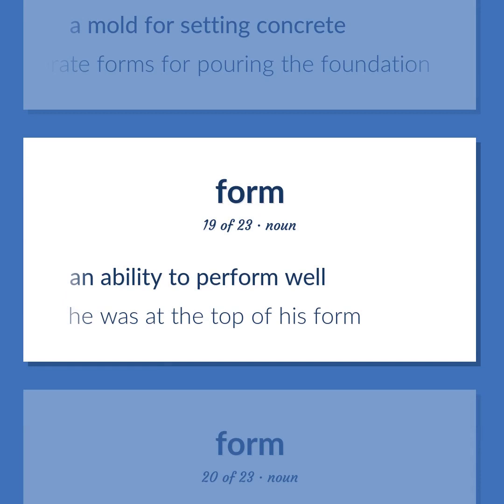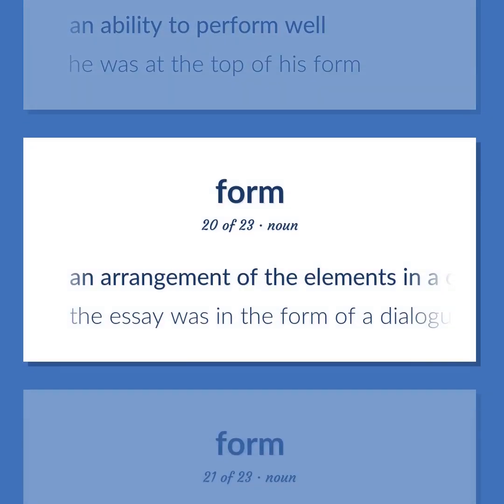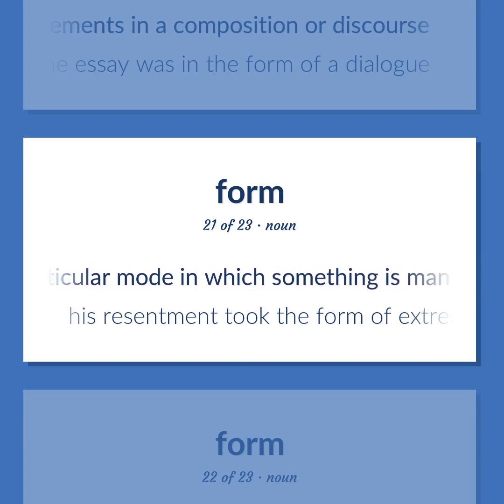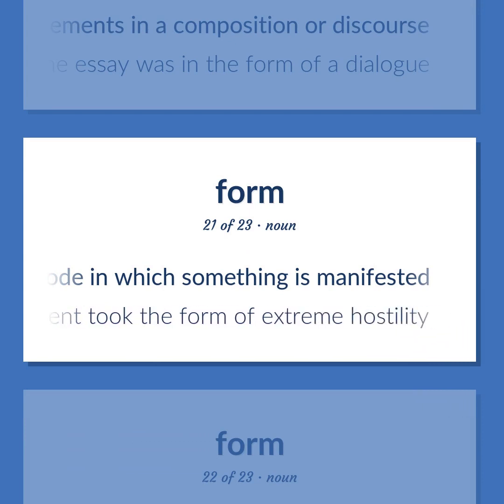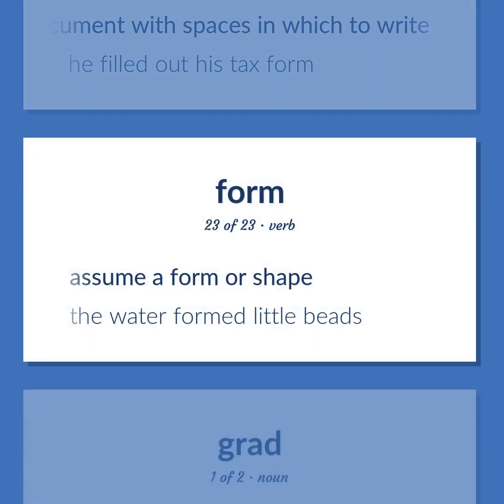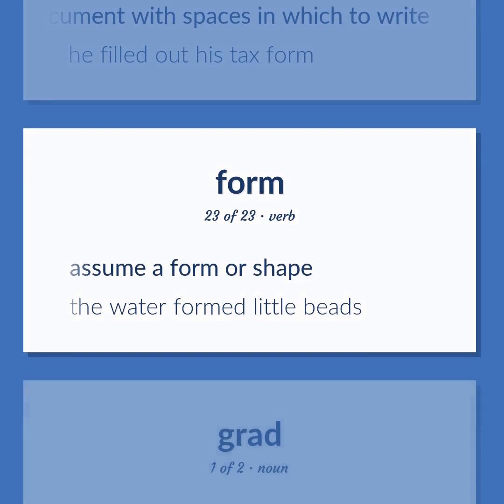An ability to perform well. He was at the top of his form. An arrangement of the elements in a composition or discourse. The essay was in the form of a dialogue. A particular mode in which something is manifested. His resentment took the form of extreme hostility. A printed document with spaces in which to write. He filled out his tax form. Assume a form or shape. The water formed little beads.